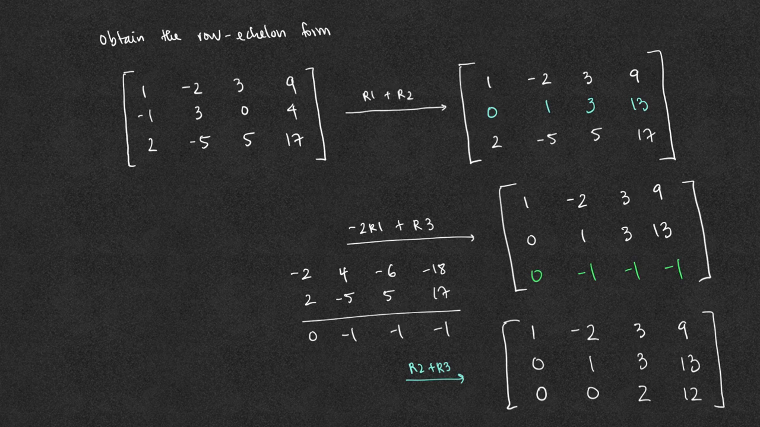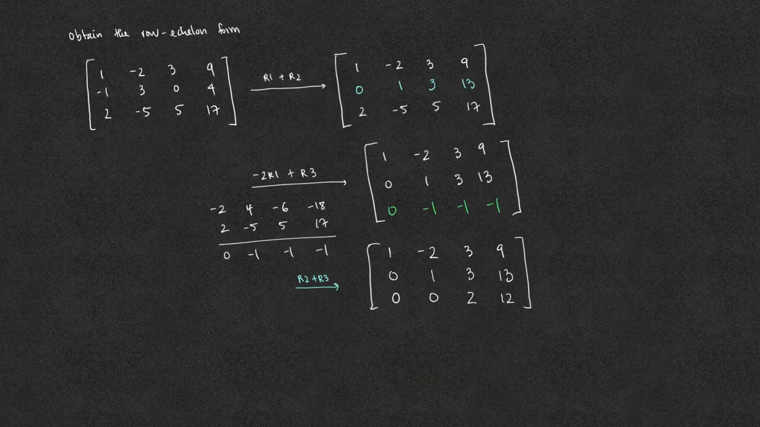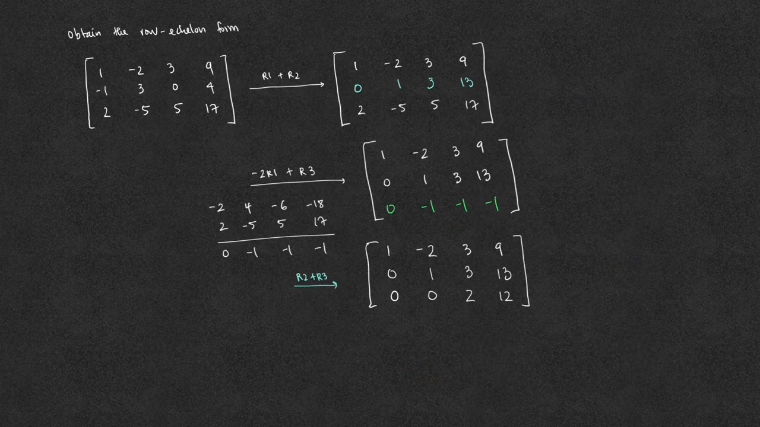This is not a row echelon form, not yet. In the third row, the leading non-zero entry is still 2, so we would take row 3 and divide it by 2, or we multiply row 3 by 1/2.